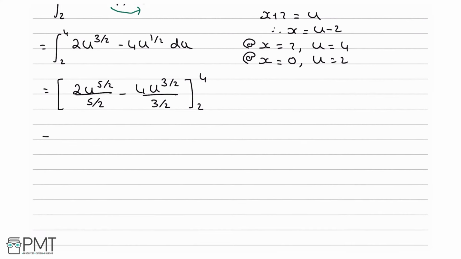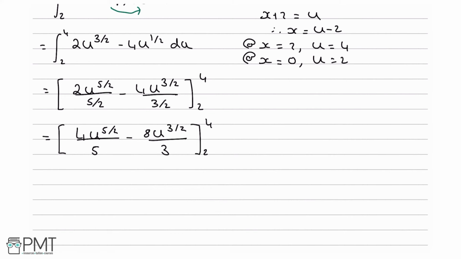Simplifying this and rearranging the fractions, 2u to the 5 over 2 divided by 5 over 2 is the same as 2u to the 5 over 2 times 2 over 5. So what we will end up with is 2 times 2, so 4u to the 5 over 2 divided by 5 minus, and then the same thing applies here, we're going to end up with 8u to the 3 over 2 divided by 3, from 2 to 4.